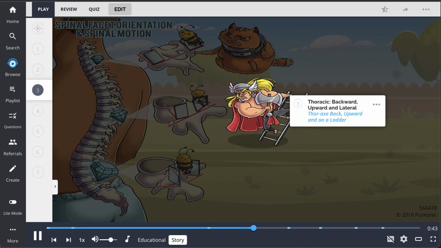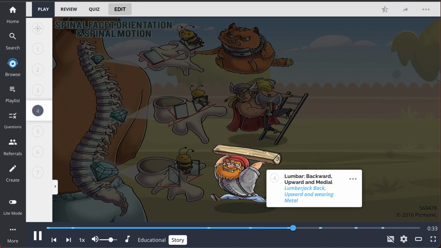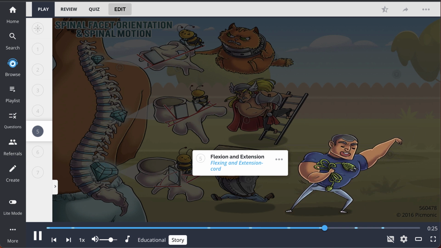Next was his buddy Thorax. He climbs up a ladder to get to the thoracic bee and swings at him with his axe. But, alas, the bee stays strong. Last was the lumberjack, who tossed lumber at the lumbar bee. He was tough as nails, wearing metal, but the bee did not leave. That's when his helpful neighbor came by, flexing his muscles and returning the extension cord he borrowed.